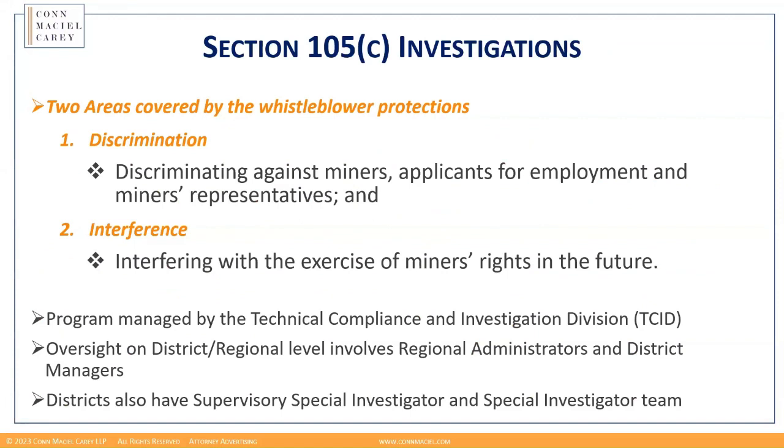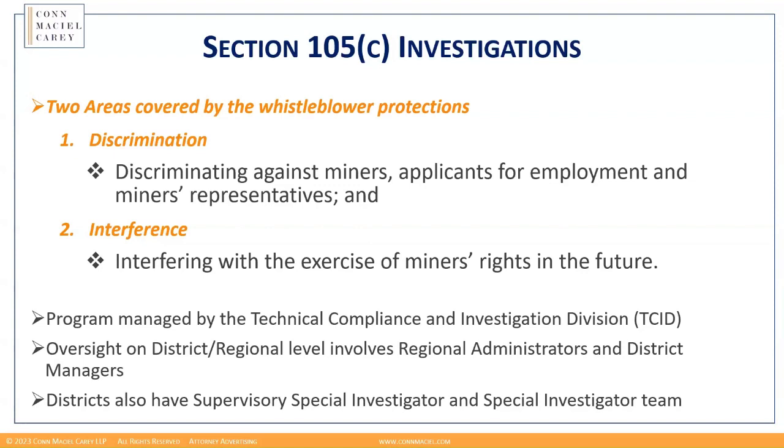So, kind of just recap, go back through, what do we have in here? We have two different areas covered under this: discrimination, which is discriminating against miners or applicants or miners' reps for engaging in protected activity, or interference, which is making them feel like they cannot exercise their rights at some point in the future, but there has been no adverse action yet. There might not be any protected activity even engaged in yet. It's just that they feel they cannot do so in the future. These are managed on MSHA's side by TCID, or the Technical Compliance and Investigation Division.